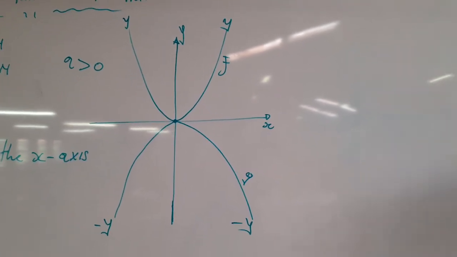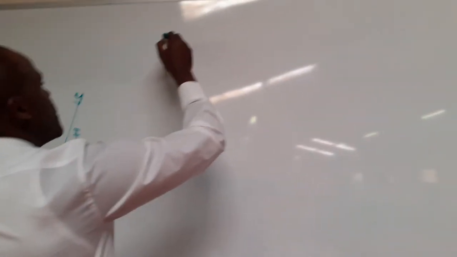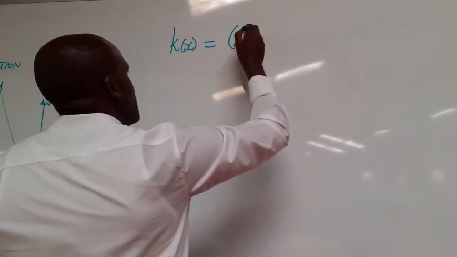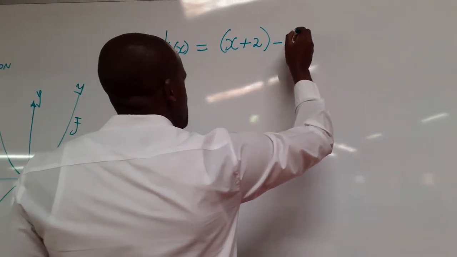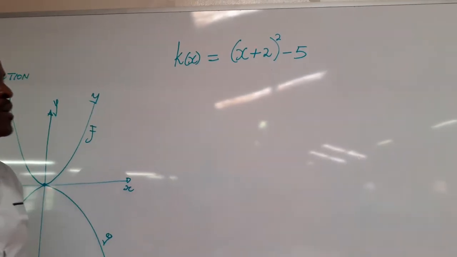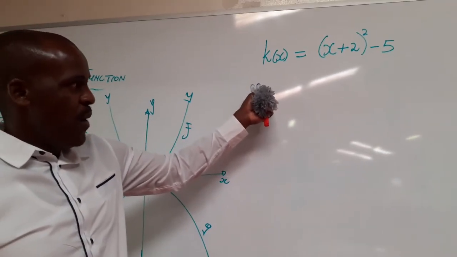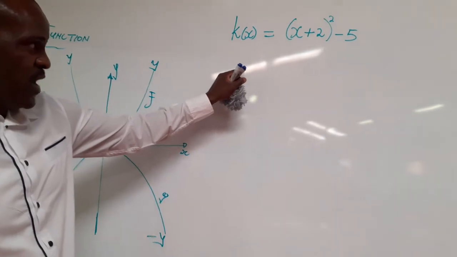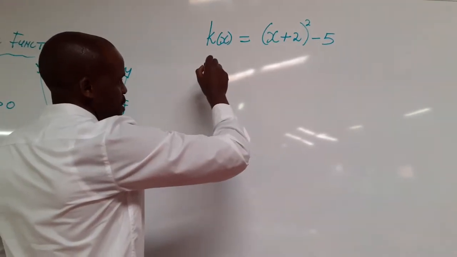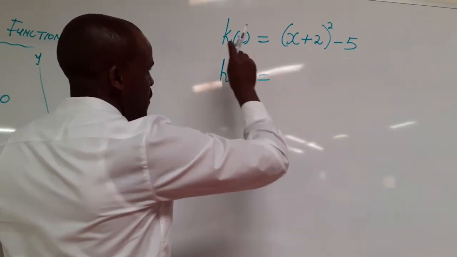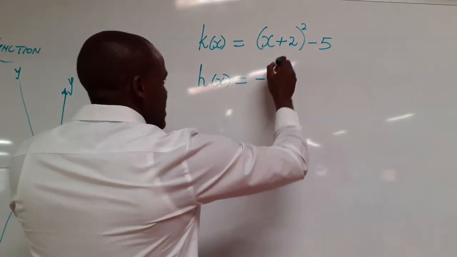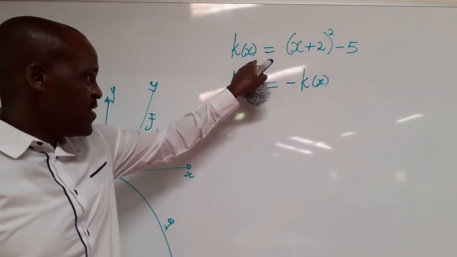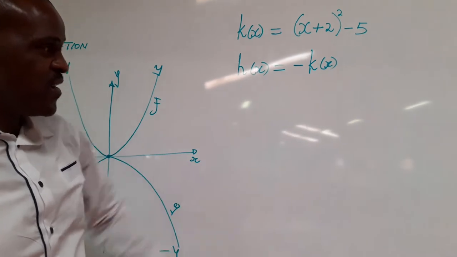Right, let's say we are having this function k. K at x is equal to x plus 2 minus 5 all squared. Reflect k about the x-axis to form the function of h. Which means h at x will be the reflection of k about the x-axis. In other words, we multiply k by negative, because we are reflecting about the x-axis.